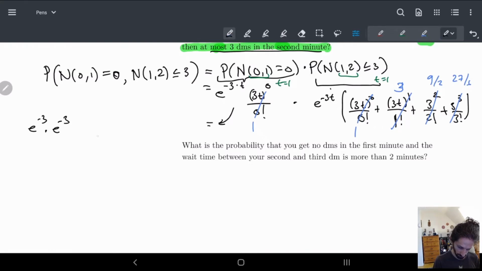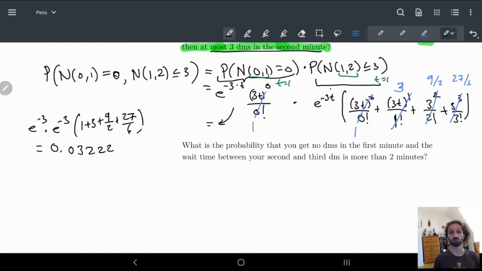So we get 1 plus 3 plus 9 halves plus 27 over 6. Plugging this into a calculator, we end up getting 0.03222, and that's it. So it's roughly 3.2% that we will get no DMs in the first minute and at most 3 DMs in the second minute. It makes sense that this is low because we're averaging 3 DMs per minute, so just the chance of getting no DMs in that first minute is really hard.